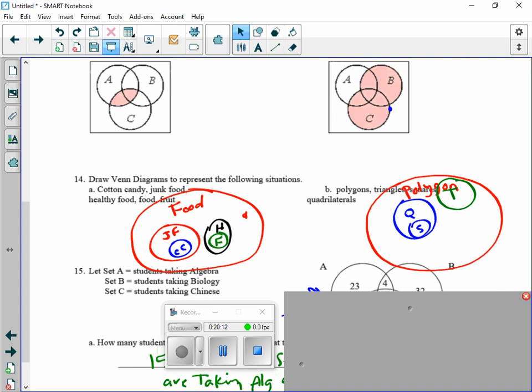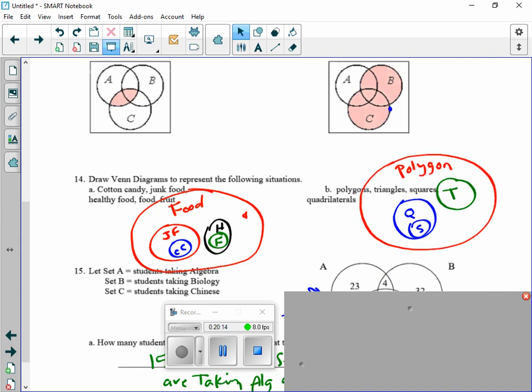Okay, welcome back. So how about this one? I have a circle that represents all polygons, right? And polygons are shapes, if you didn't know, shapes with edges. So circles wouldn't be inside this thing. So I have squares that are quadrilaterals, and I have triangles, and there's no overlap. There's no such thing as a four-sided figure and a three-sided figure at the same time. So there's no overlap.